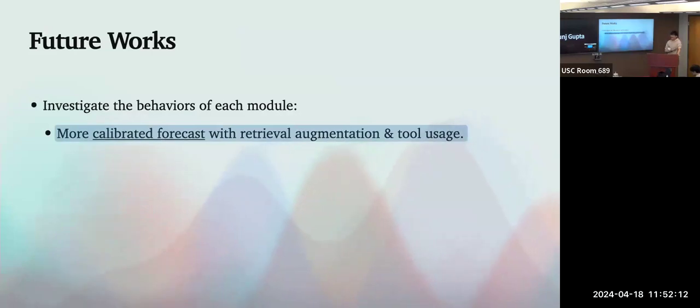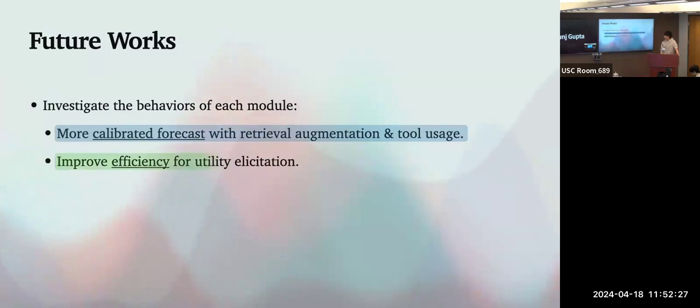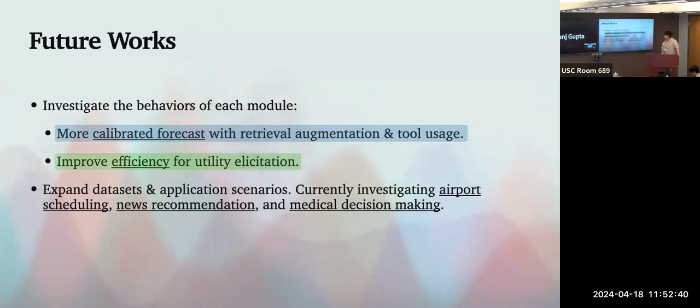We did everything at a quick speed, so we definitely want to investigate the behaviors of each module, especially with respect to why we want to use LLMs as a forecaster, and we actually want to use calibrated forecasting tools for this. Also, we want to improve the efficiency of utility elicitation, either by using external tools or by seeing how we can improve the rankings of the LLM, or using ranking models other than the validatory.